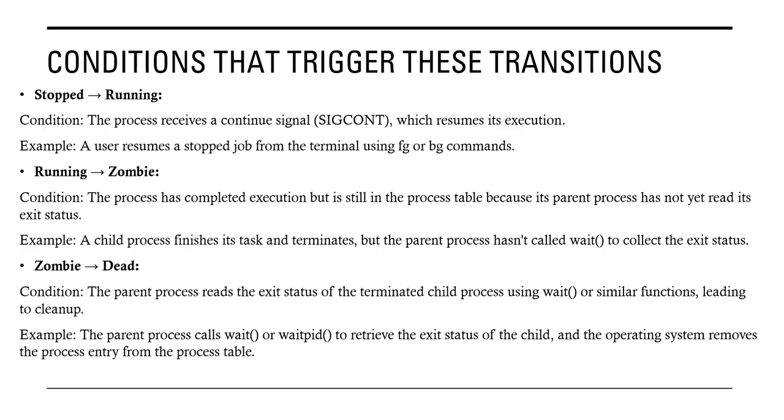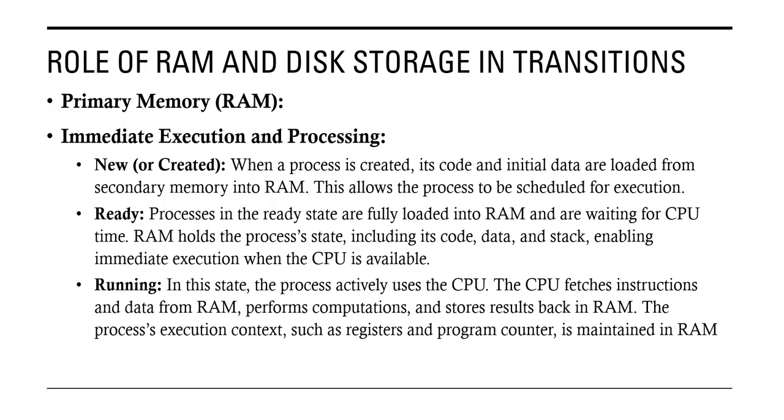Running to zombie. The process has completed execution, but it's still in the process table because its parent has not read its status. For example, a child process finishes its task and terminates, but the parent process hasn't called wait to collect its exit status. Zombie to dead. The parent process reads the exit status of the terminated child process using wait or similar functions, leading to cleanup. The parent process calls wait or waitpid to retrieve the exit status of the child, and the operating system removes the process entry from the process table.